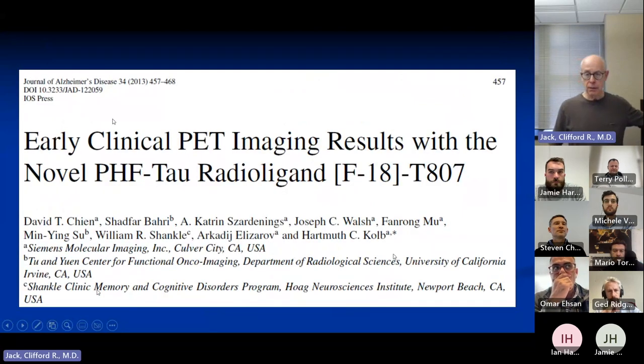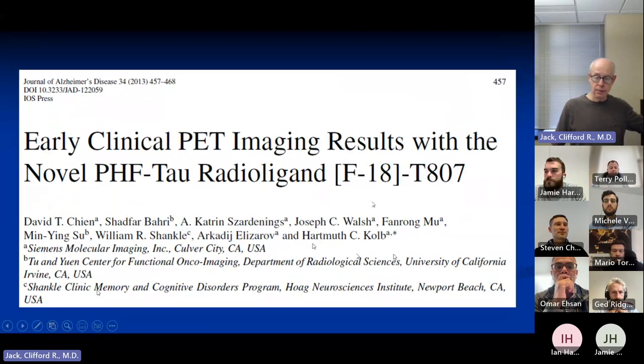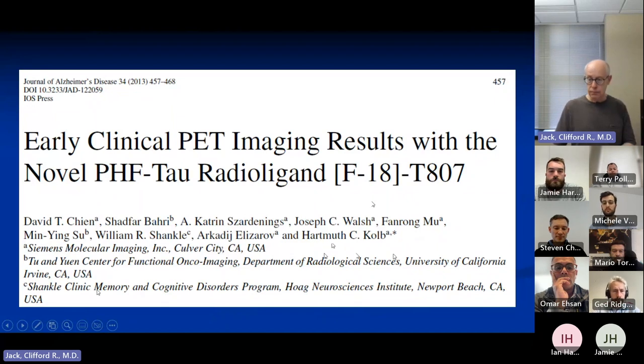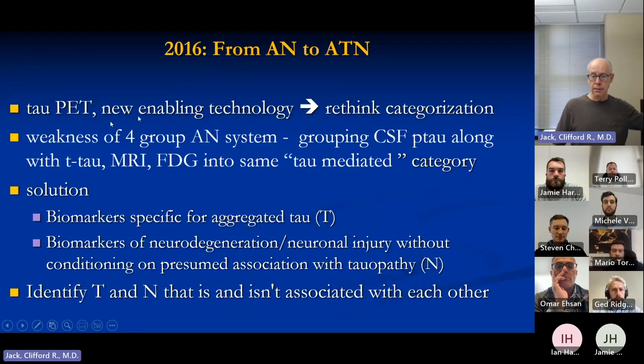But now in 2013, there was a new discovery, a major new invention, if you will, and that was tau PET, discovered or invented by a group who at the time were a group at Siemens, led by Hartmuth Kolb. And tau PET became very obvious to everyone who started to use this in their research programs. This was a new, highly useful enabling technology.